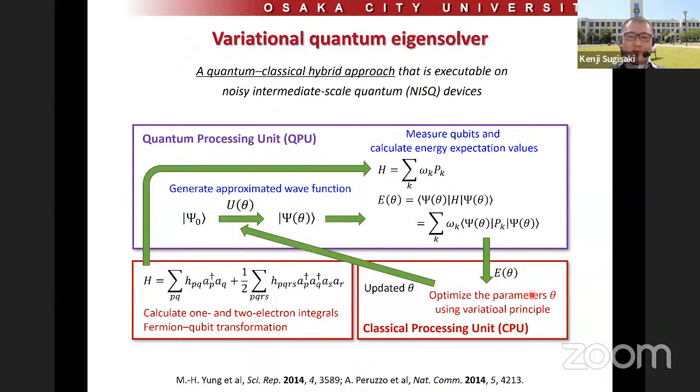So the quantum circuit includes some parameters. The classical computer performs the variational optimization of parameters, and then updated parameters are transferred to the quantum computers, and then another wave function preparation and energy expectation value evaluation is performed on quantum computers with updated variational parameters. So this optimization cycle is iterated until convergence. And this is the basic idea of the variational quantum eigensolver.